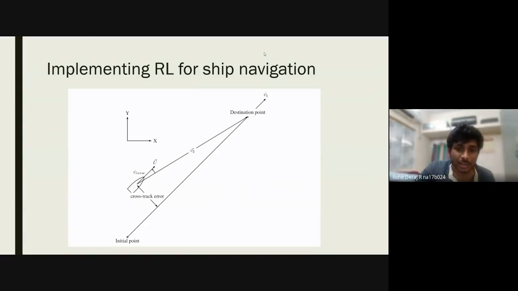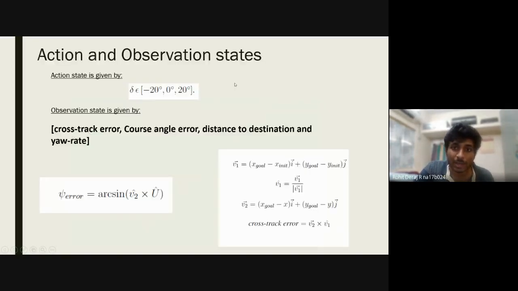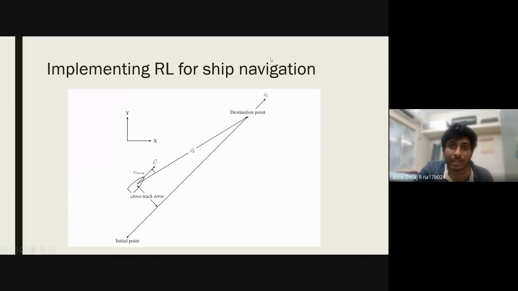The second condition that I used was angle 2. That is the angle between the ship's heading and the vector v2. I included this angle because even if the ship crosses the plane and goes to the other side, if its velocity is still aimed at the destination point, the episode will not terminate and will continue.